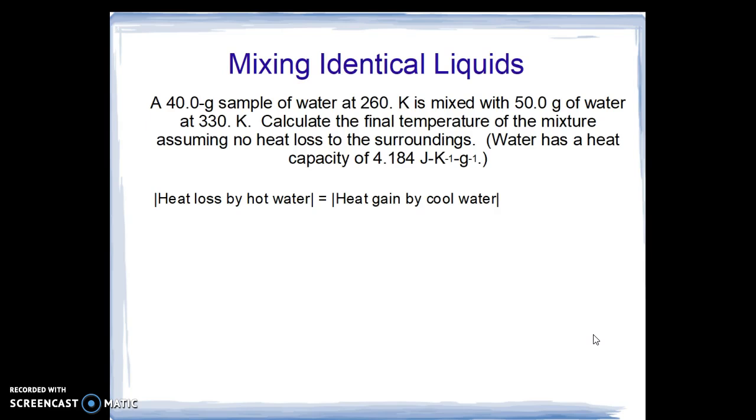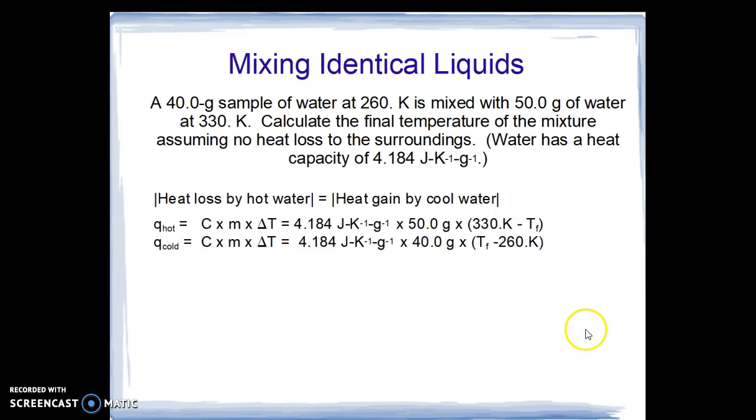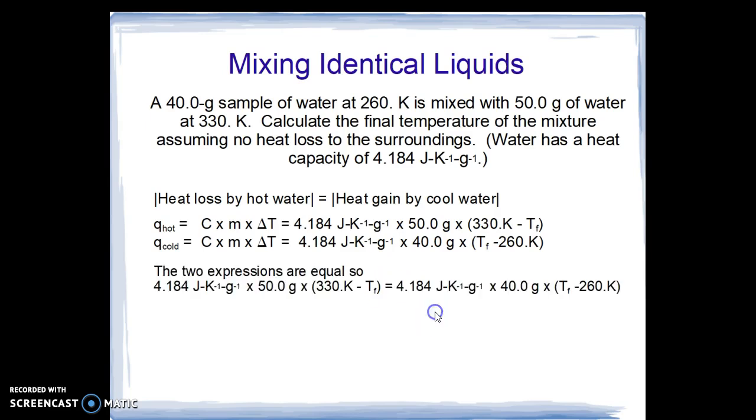Now we know the absolute value of the heat lost by the hot water is equal to the absolute value of the heat gained by the cool water. And so we use the standard MCAT formula you see here, specific heat capacity times mass times temperature change. And so we plug in the numbers over here. Now, you could solve this because the two expressions are equal. You can see that on the left and on the right we have 4.184 joules per gram Kelvin. So we could just knock those out.